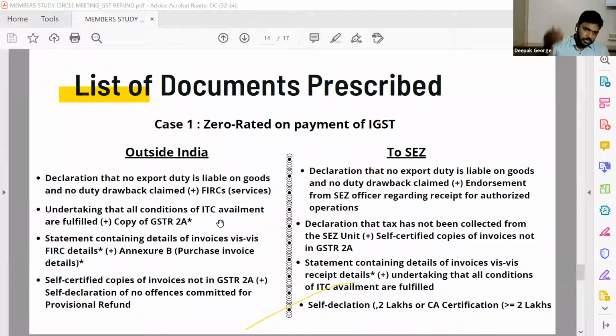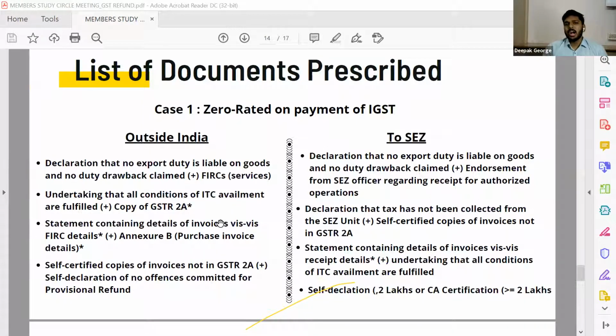Coming to the two most important slides, I would say, of this presentation, and we're almost drawing to the end of this presentation: the list of documents prescribed. Again, Circular number 125/44/2019 GST, dated the 18th of November, gives you a list of documents that you need to get signed by your director or partner in particular formats, and upload along with the GST refund application.